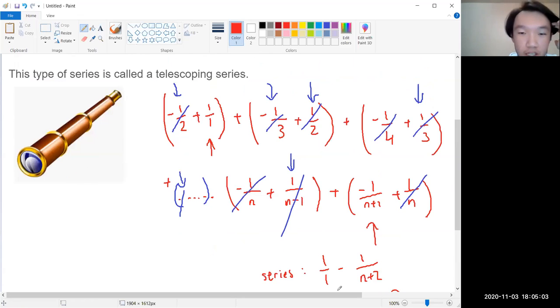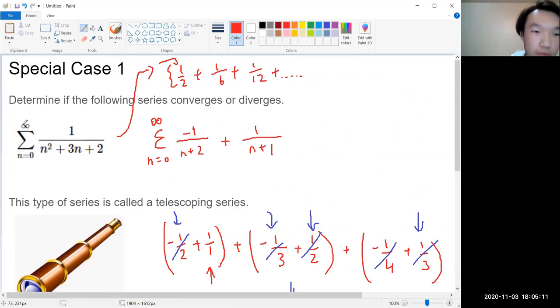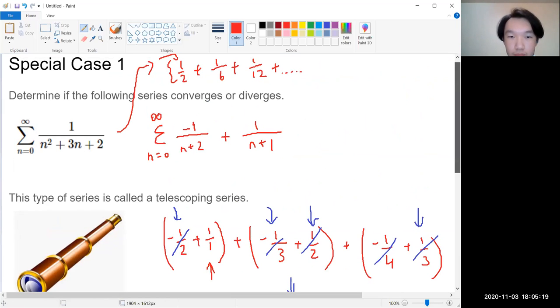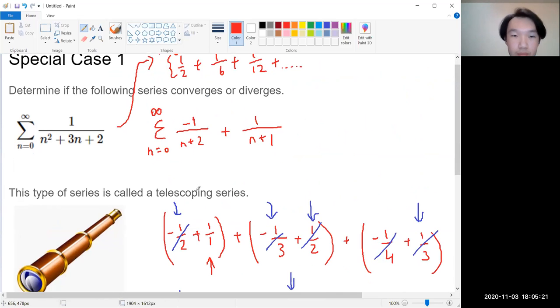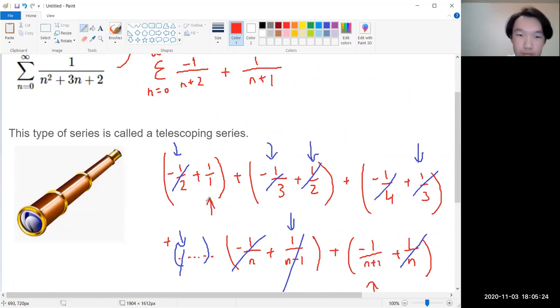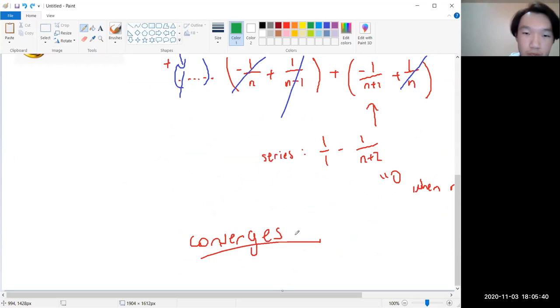I don't know if you can find the reference. Where does n start at? n starts at 0 and goes to infinity. So Devin, this is the term when n equals 0, this is the term when n equals 1, and this is the term when n equals 3, and so on and so on. Yeah, so this series converges to 1.